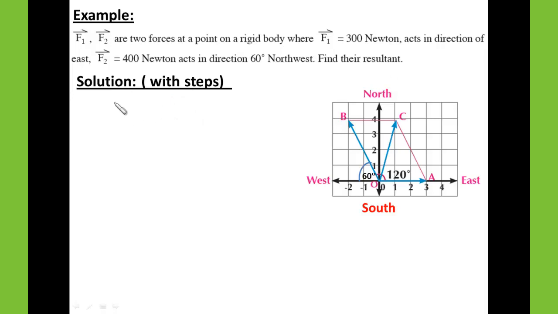Now we will discuss the solution with steps. First, choose a suitable drawing scale, 1 centimeter for each 100 Newton. So F1 will be represented by a line segment of length 3 centimeters, because the drawing scale is 1 centimeter for each 100 Newton. We have here 300 Newton. So F1 is represented by a line segment of length 3 centimeters.